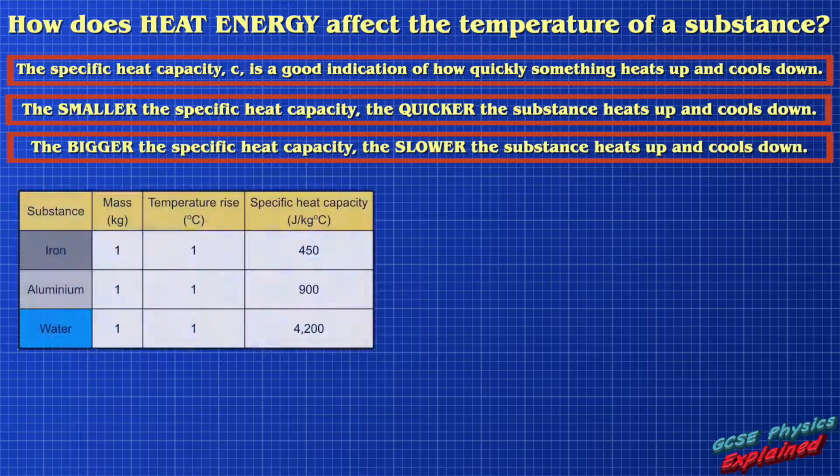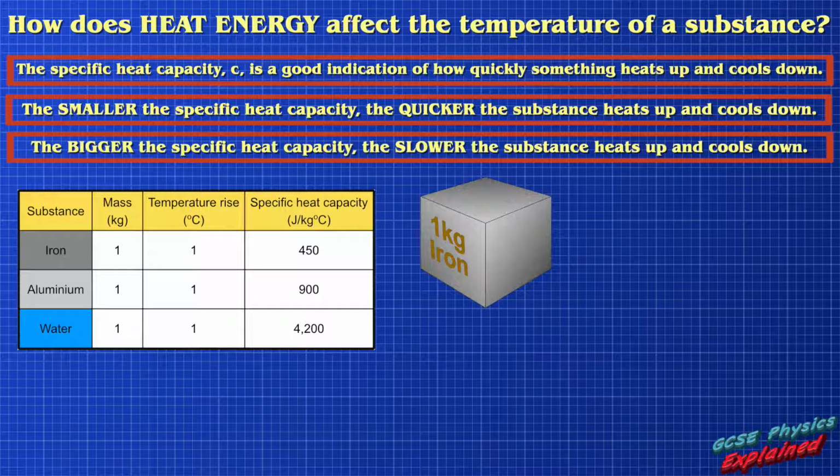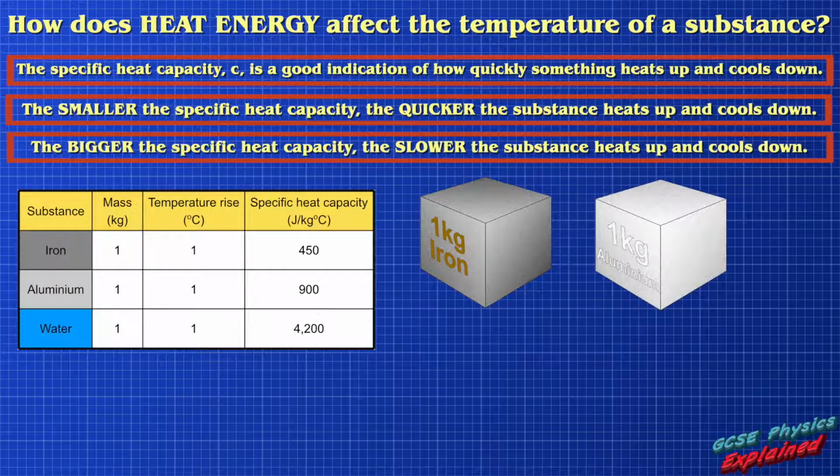This table shows how much energy is needed to make 1 kilogram of different substances heat up by 1 degree Celsius. The table shows if we put 450 joules of energy into a 1 kilogram block of iron, its temperature would go up by 1 degree. However, we need to put 900 joules of energy into a 1 kilogram block of aluminium to make its temperature go up by 1 degree.